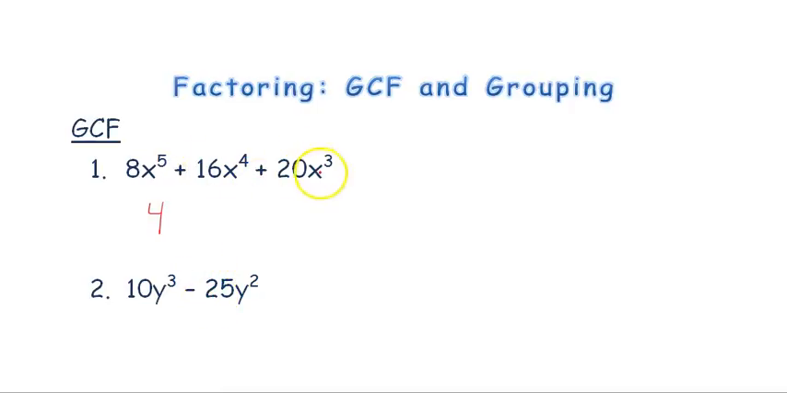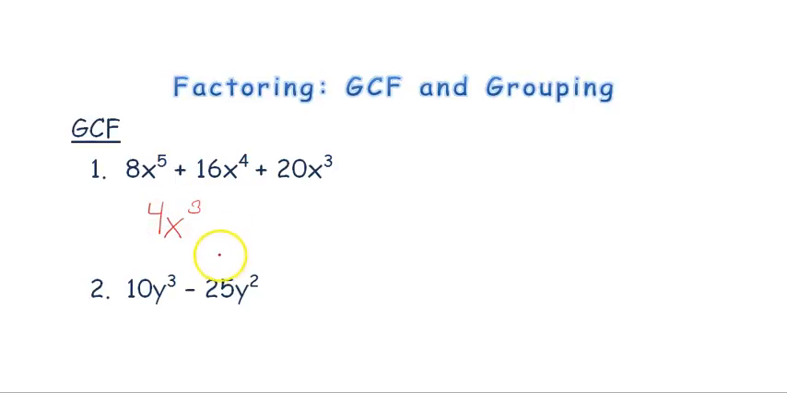Now you look at the x's. This one has 5, this one has 4, and this one has 3. So the greatest amount that they share is 3. And that's going to match the variable with the smallest exponent as long as the x is in each piece. So our GCF is going to be 4x cubed.